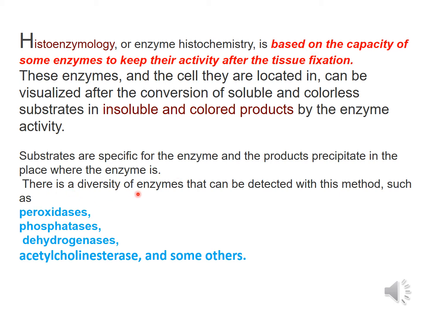There is a diversity of enzymes that can be detected with this method. Examples of these enzymes: peroxidase, phosphatases, dehydrogenases, acetylcholinesterase, and others. These are the most common enzymes. So the site where the enzyme is present inside the tissue will be detected by producing a colorful substrate which is insoluble.